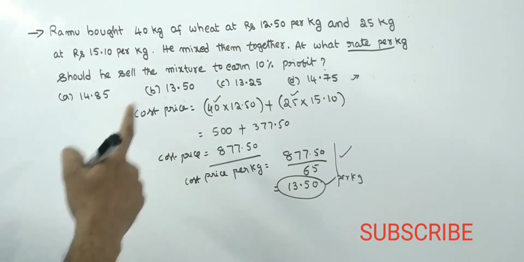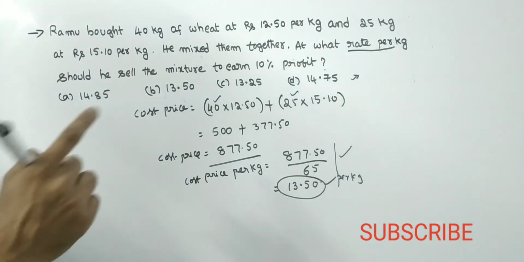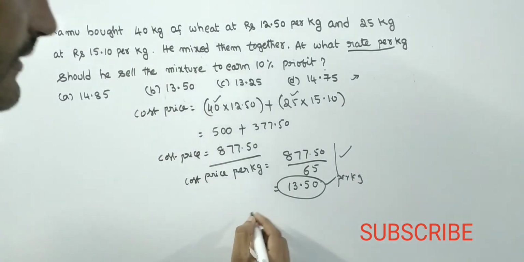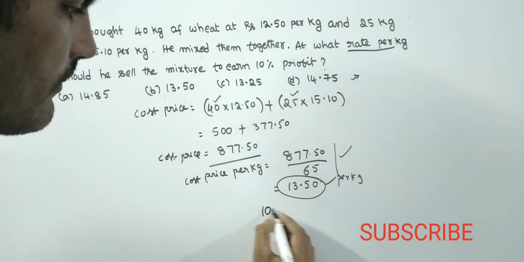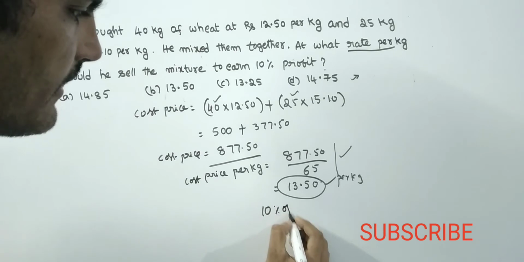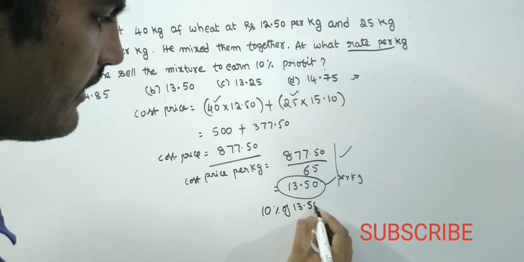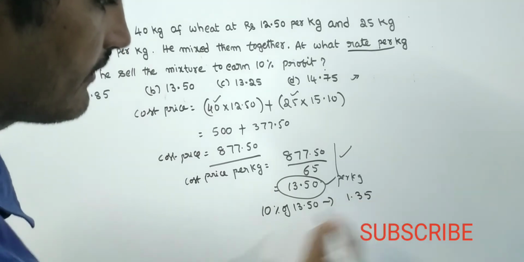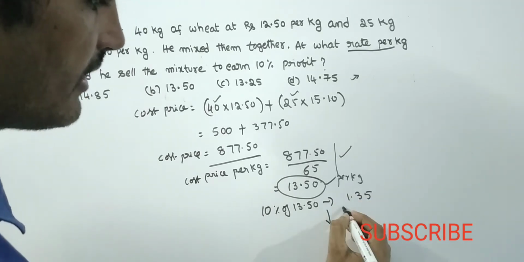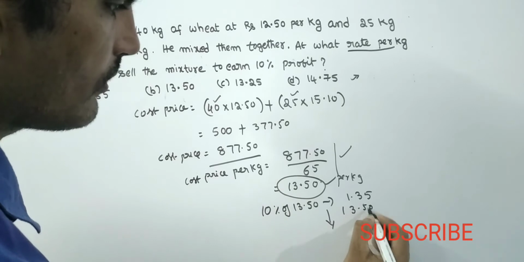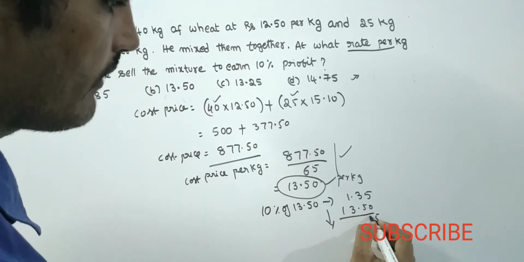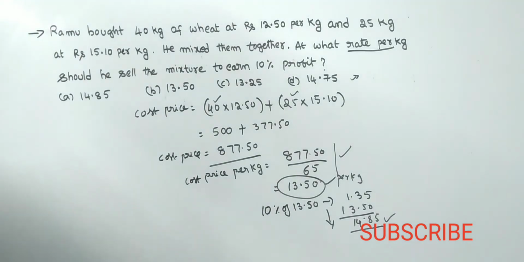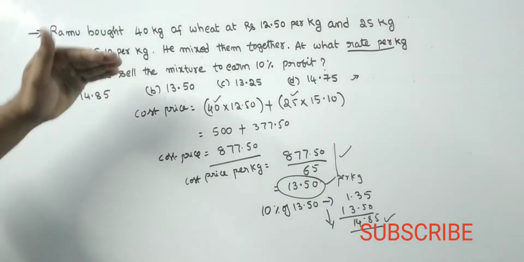Then he wants to get a profit of 10%. See friends, then he wants to get a profit of 10%. That means 10% of 13.5 is how much? 1.35. Then the total price becomes 13.50 plus 1.35, 14.85. See friends, nothing is there.